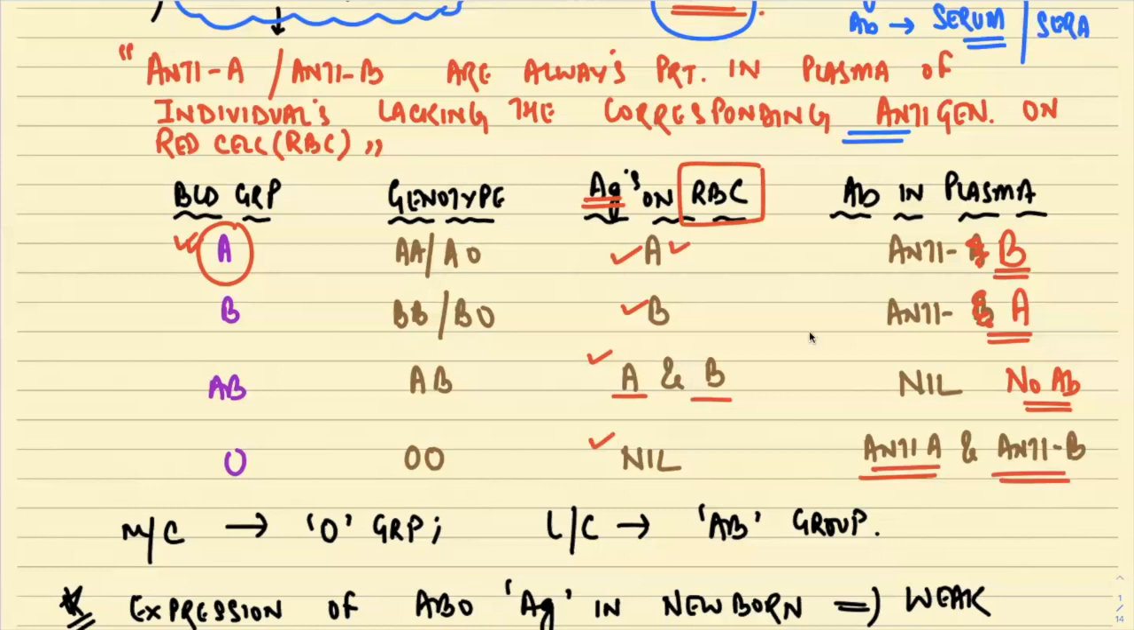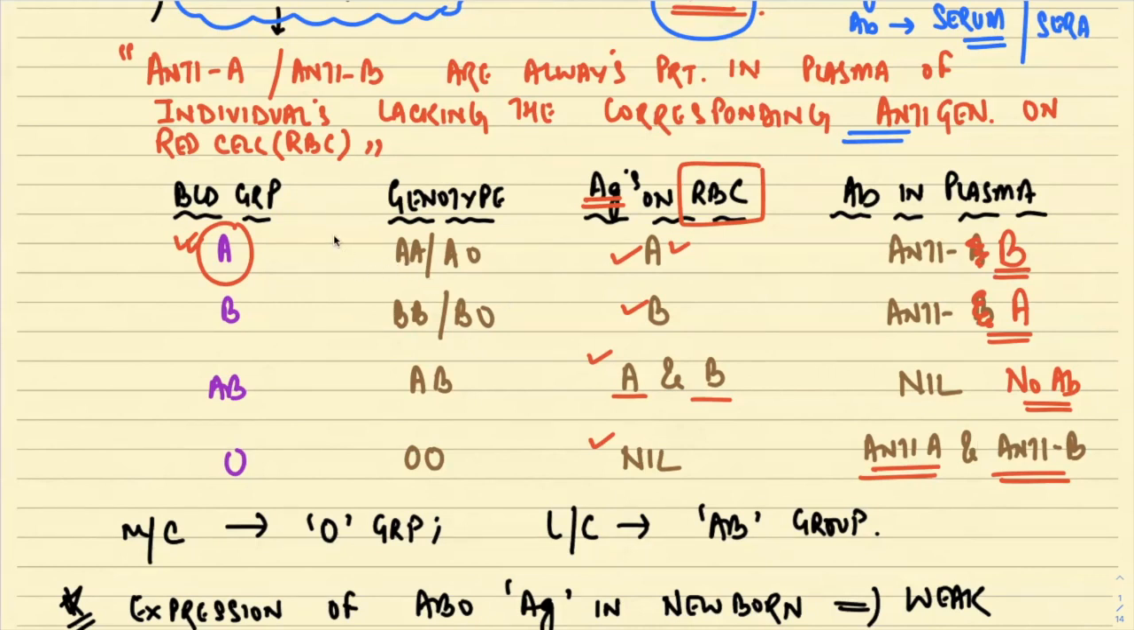So that becomes very, very important. Individuals who are group A are basically having anti-B in their plasma. Group B individuals are having anti-A in their plasma. Those individuals who are having AB blood group have no antibodies in the plasma. And those who do not have any antigens on the cell surface have both anti-A and anti-B. So this is called Landsteiner's law, which is mostly applicable for our ABO blood group system.